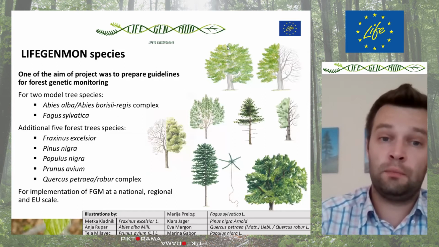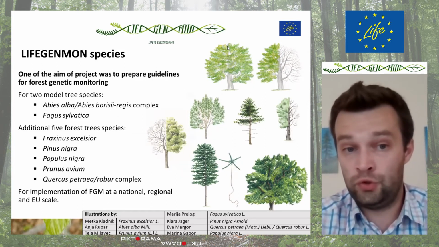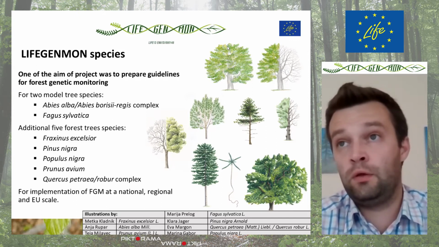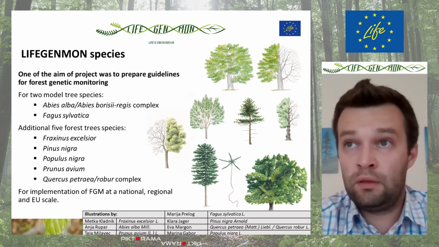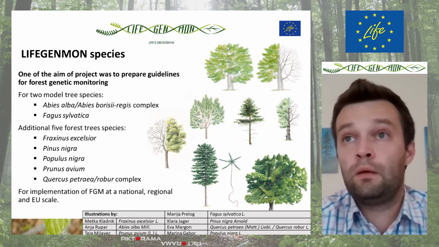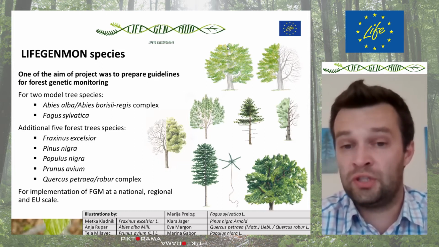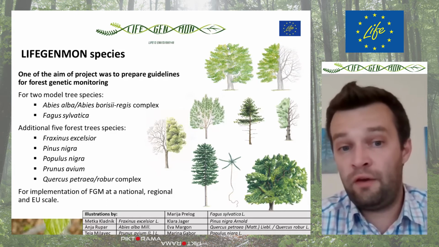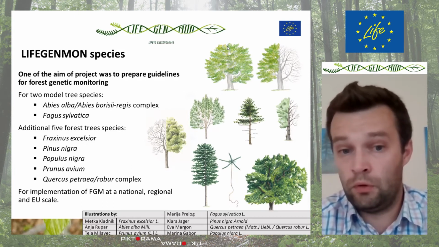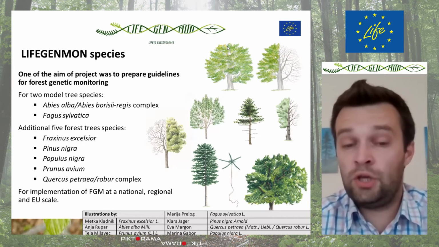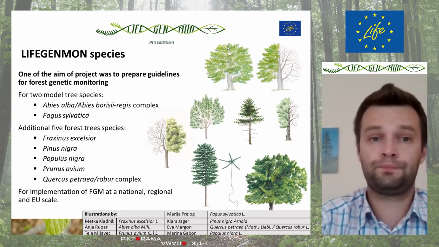So one of the aims of the project LIFEGENMON was to prepare forest genetic monitoring guidelines for these 7 tree species, for 2 of which, the model tree species, we established actual monitoring sites in transects from south of Germany to north of Greece. For Abies alba and for Fagus sylvatica, 6 monitoring plots were established, and for the additional 5 forest tree species, guidelines were prepared based on expert knowledge, for implementation, of course, of forest genetic monitoring at national, regional and EU scale.